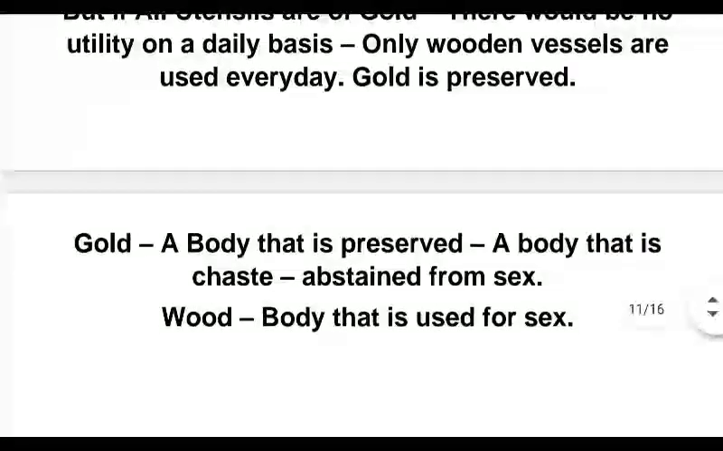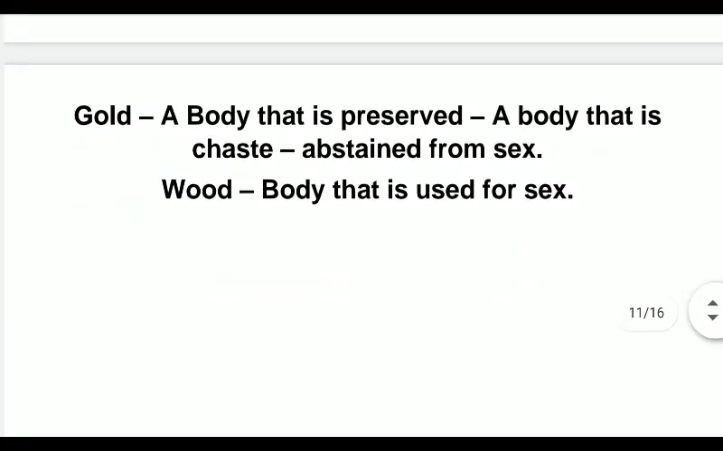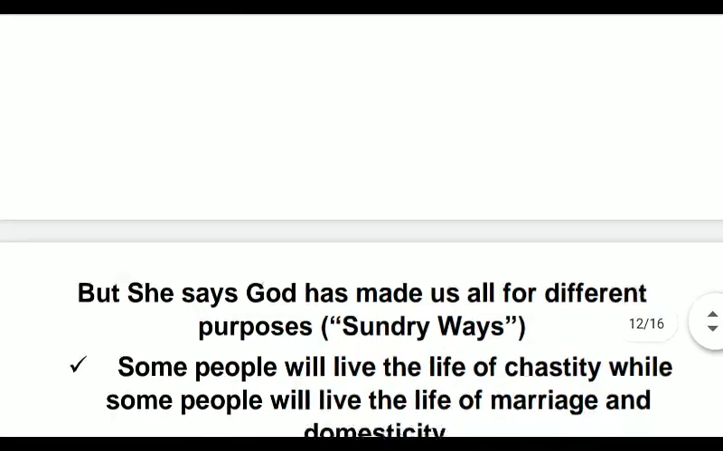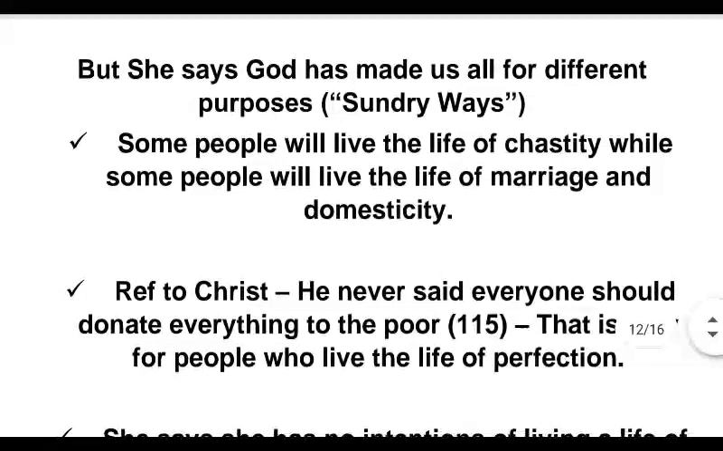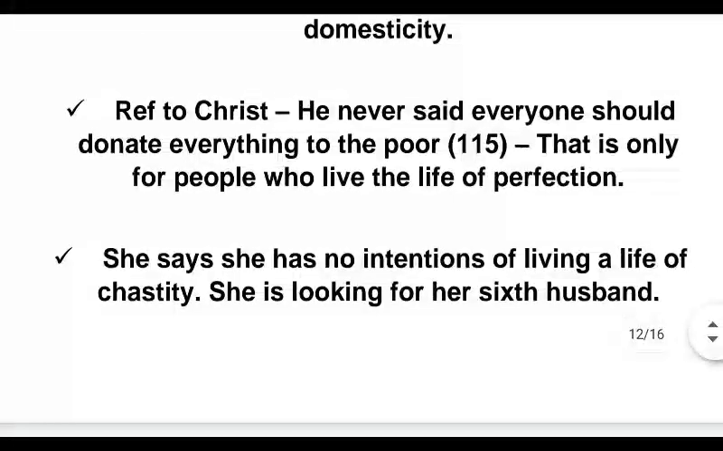And in the next section of this part, she says that God has made us all for different purposes, like she says, sundry ways, and not everyone will live the same life. Some people will live the life of chastity, while some other people will live the life of marriage and domesticity. And she also refers to Christ in this way.